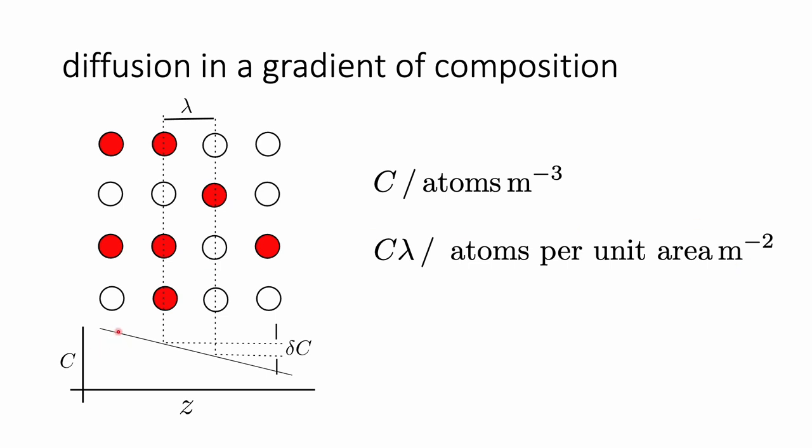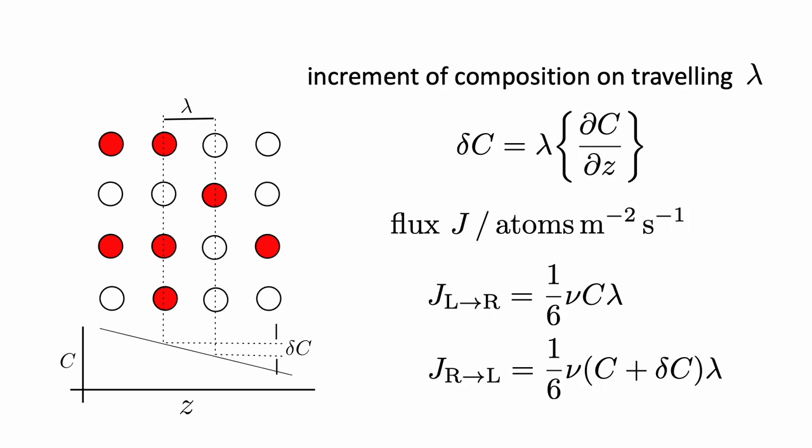And diffusion will tend to occur along this gradient here. So Z is again our distance, and C is the concentration. And the change in concentration, delta C, as we progress along here, depends on how steep this concentration gradient is. Now, delta C is simply equal to the distance lambda times the magnitude of the gradient dC by dZ.